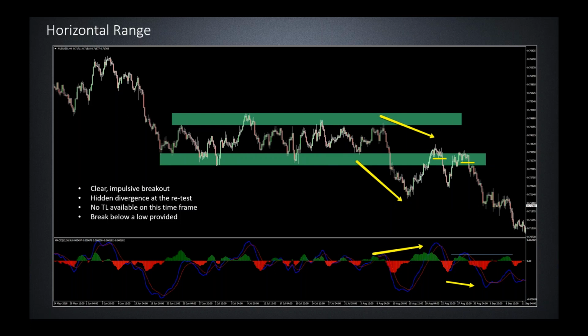However, the way I do it is slightly different. Once that happens, I wait for pullbacks, okay? Then you start seeing hidden divergences. However, there is really no trend line available at that stage, at least not on the 4-hour chart. On the lower time frames, you might be able to go ahead and find something, okay? But on the 4-hour chart, not there.